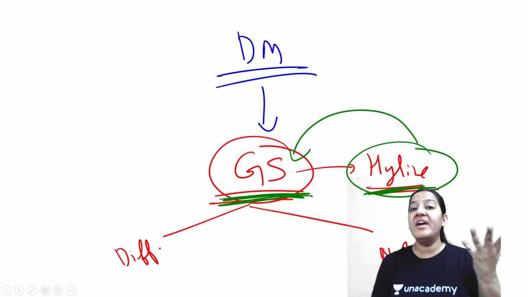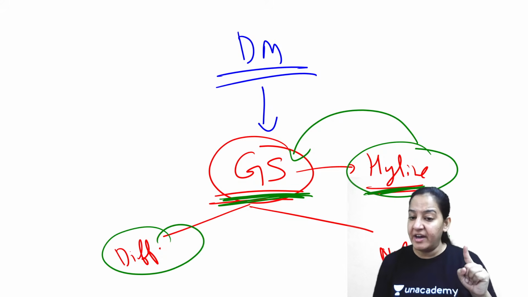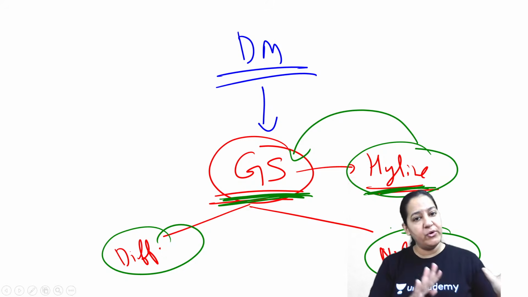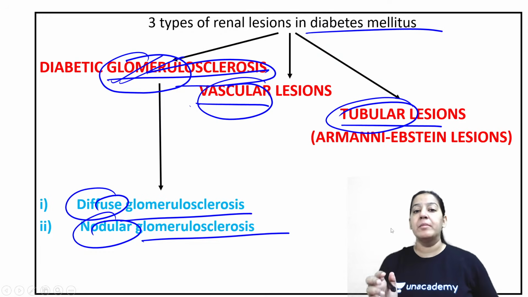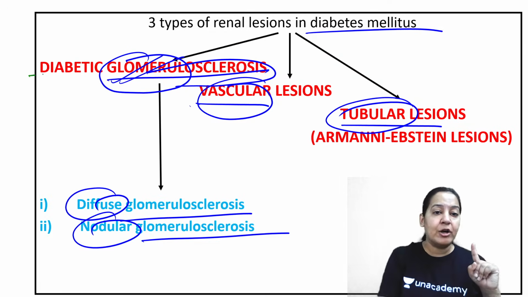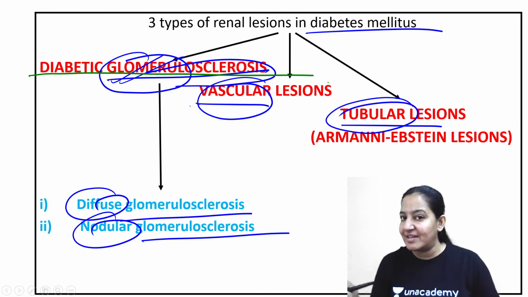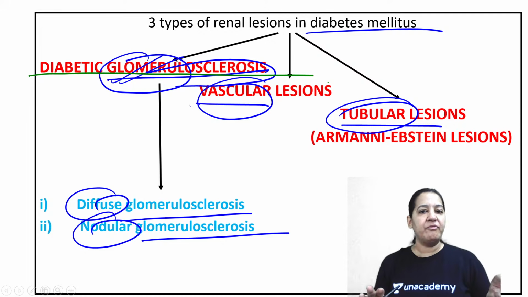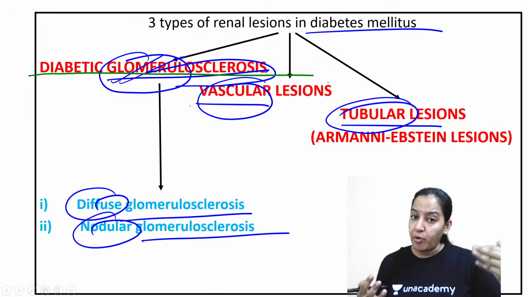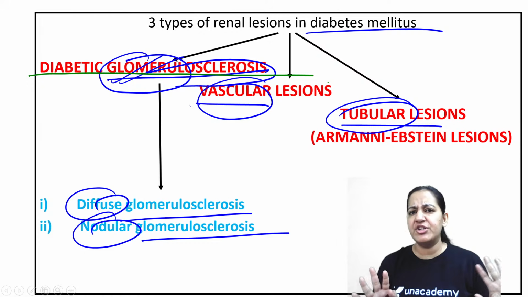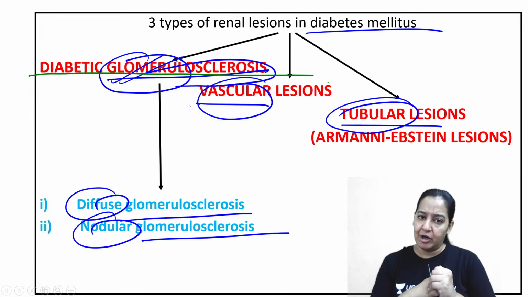Now what is the location of hyaline deposition? Depending on where hyaline is deposited, it is of 2 types, diffuse and nodular. You will understand once I show you the diagram. So I am teaching you diabetic glomerulosclerosis. I have explained that in diabetes, glomerulonephritis does not occur. You know the meaning of glomerulonephritis and glomerulosclerosis. What is the difference? In glomerulonephritis, proliferation of the cell takes place. Here, cell proliferation is not taking place. In glomerulosclerosis, hyaline gets deposited inside the glomerulus.